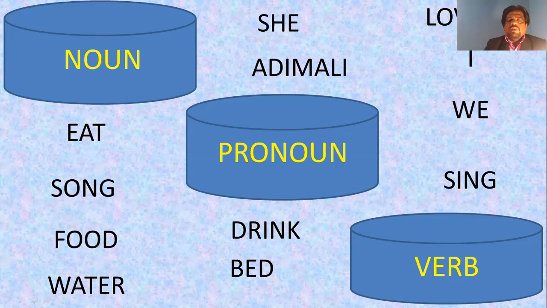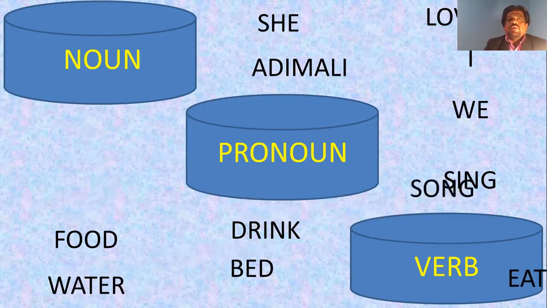Eat, the word eat, we may say that the word eat is a verb. So it can be put in the box verb. The word song can be put in the part of speech or in the box noun. Song is a noun. The song is not a verb.